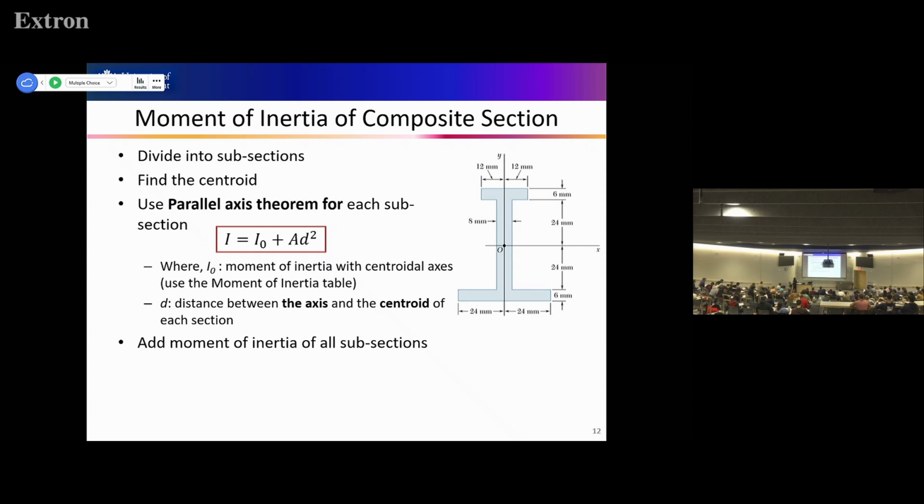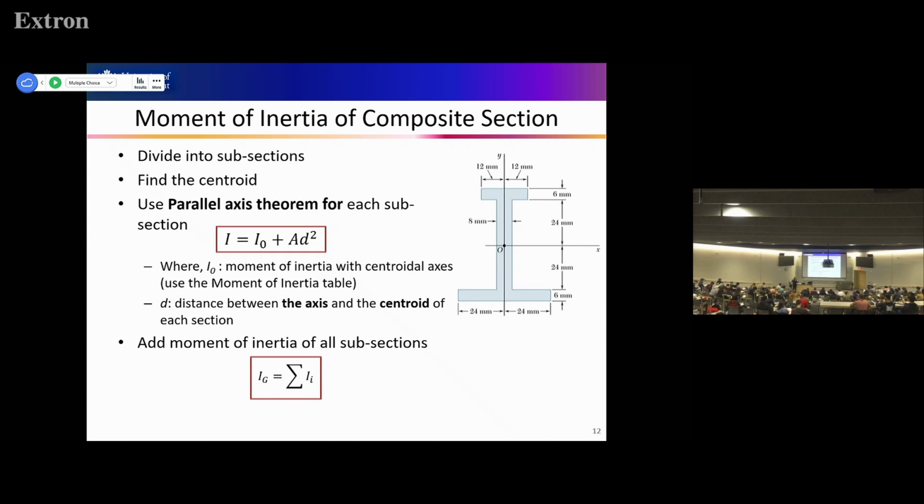And here we are calculating the moment of inertia of the composite shape, and we divide it into simple shapes, right? For each simple shape, we calculate the centroid, right? And then calculate the moment of inertia of each shape using the parallel axis theorem, and then add the moments of inertia for all subsections. So we are adding the sigma sign here. Okay, so divide and conquer, and for each subsection, we find the centroid and moment of inertia, and then sum them up.